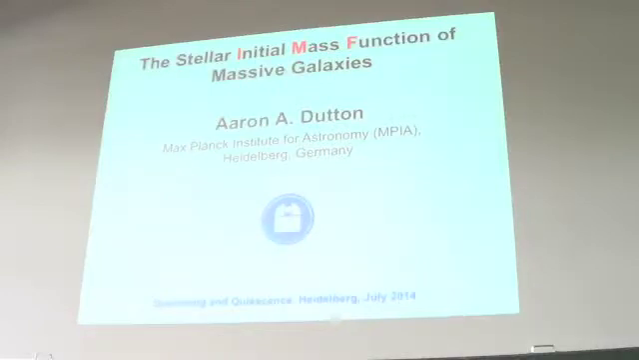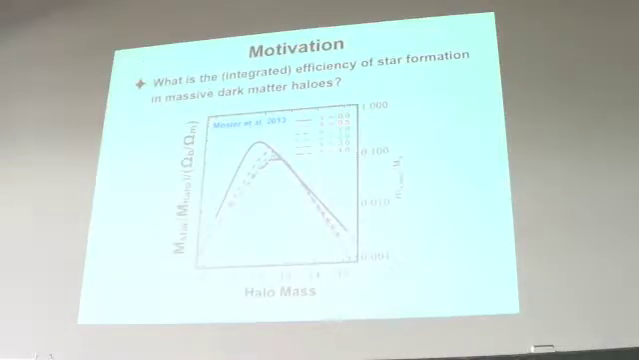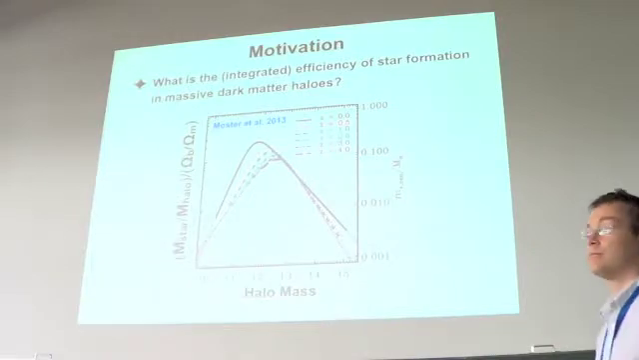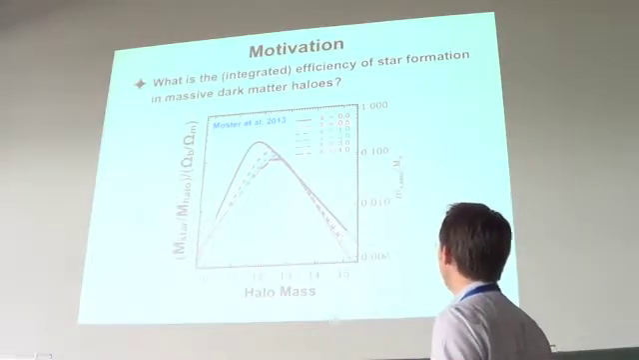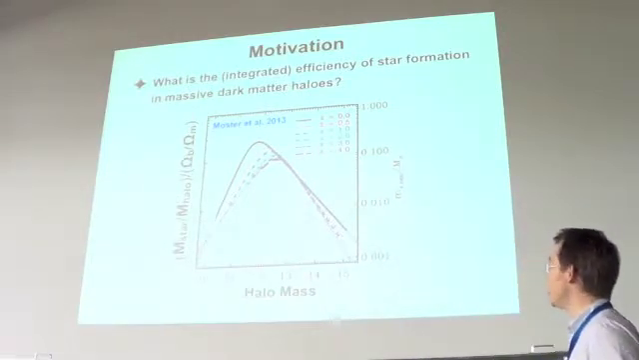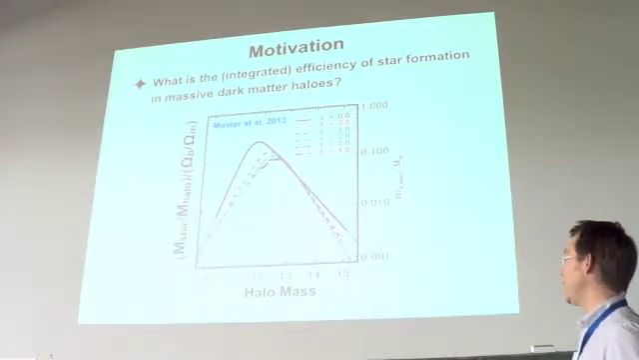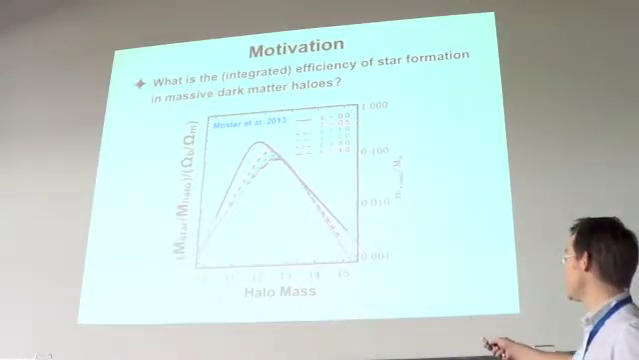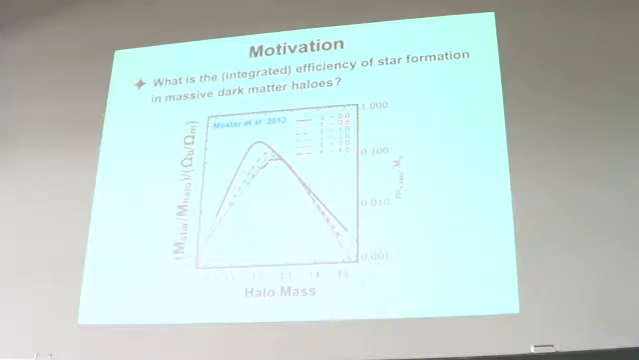So I'm talking about the stellar initial mass function and how it affects the efficiency of galaxy formation. We saw this early on from Ben Moster. Galaxy formation is quite inefficient. It peaks at around 20%, and then in massive galaxies, massive halos, it drops quite precipitously.